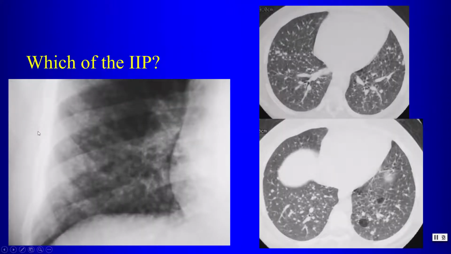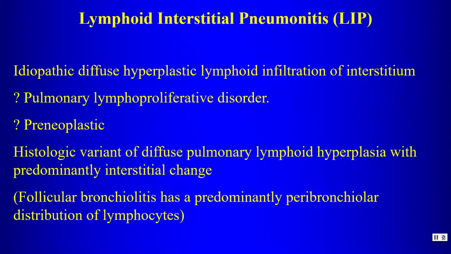So moving on, here we have a case of nodular opacities here, a reticular nodular pattern at the lung bases. We can see nodular opacities on CT. These nodules have somewhat of a perilymphatic distribution, but the other finding here are cysts. So cysts here in the lung with perilymphatic distribution of nodules. Which of the idiopathic interstitial pneumonias will give you this pattern? This is lymphoid interstitial pneumonitis, or LIP.